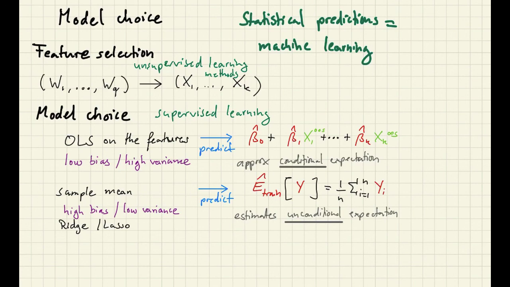All the predictive models that we've looked at so far, such as OLS, sample mean, and also ridge and lasso, are supervised learning methods. But when people think about machine learning, they often have even more complex models in mind, such as, for example, neural networks, boosted regression trees, or complex ensemble methods. We will not cover these methods in this course. However, many of the principles that we've learned so far, such as the bias-variance trade-off, also apply to them.